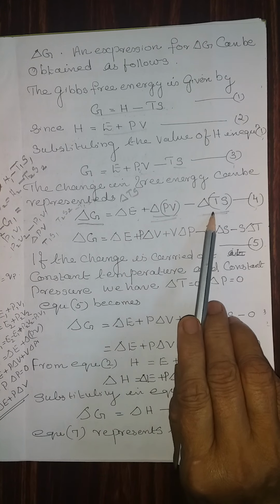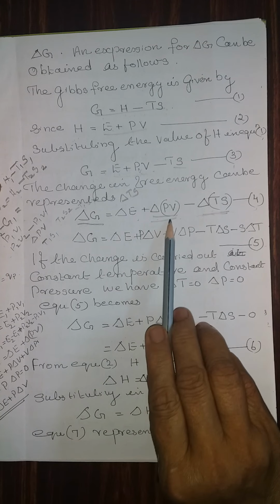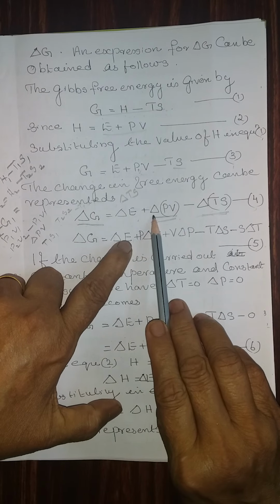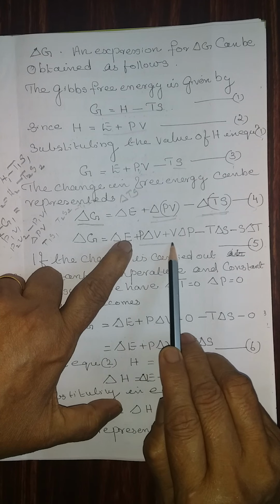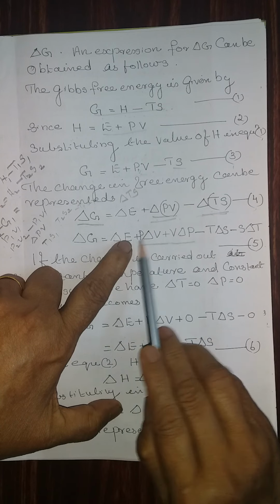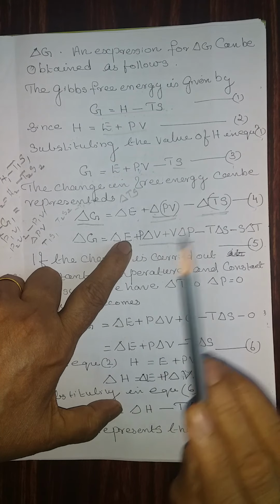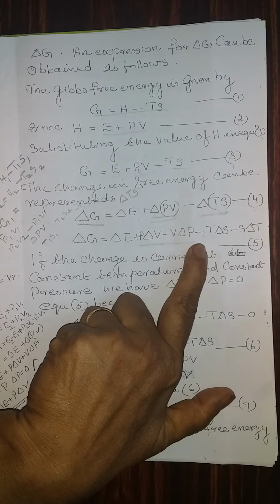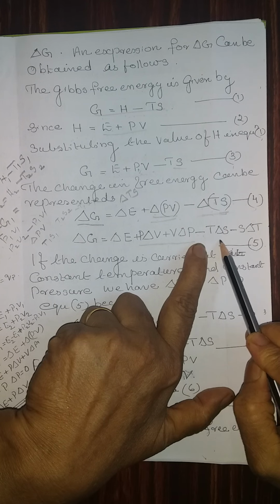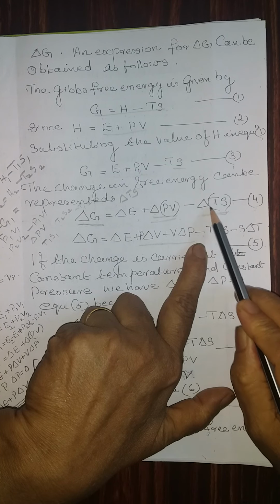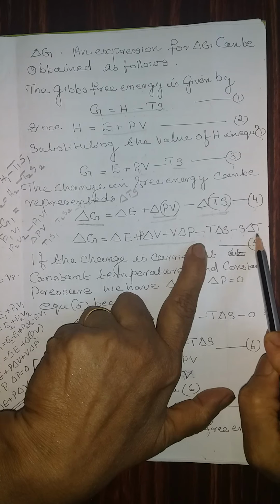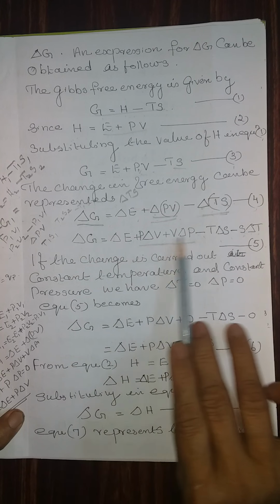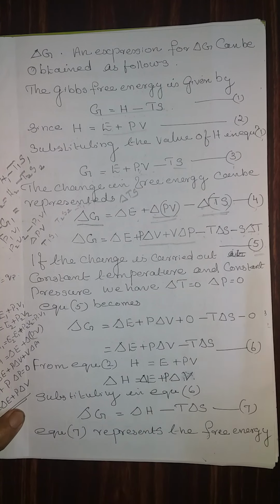After that, mathematically expand it. You know the expansion, how to do it. Delta G is equal to delta E, no problem. Delta PV is equal to P delta V plus V delta P. This is the expansion of delta PV. Similarly, after putting a minus sign, delta TS means T delta S plus S delta T. This expansion you should do by yourself and see whether you are getting this answer, which is equal to equation number 5.